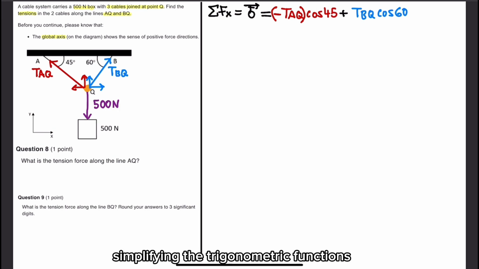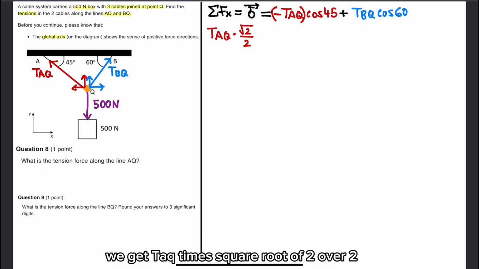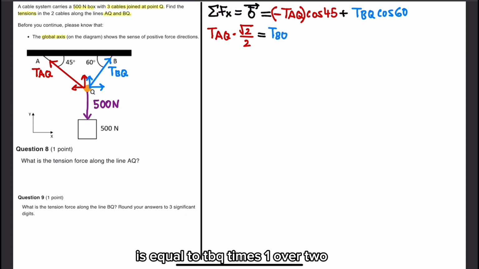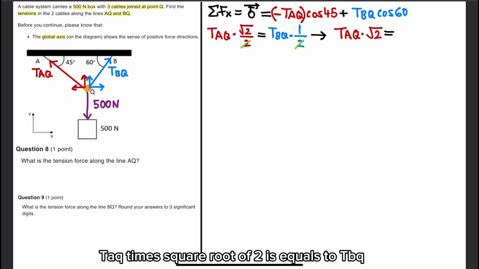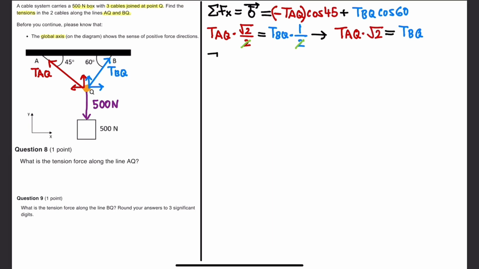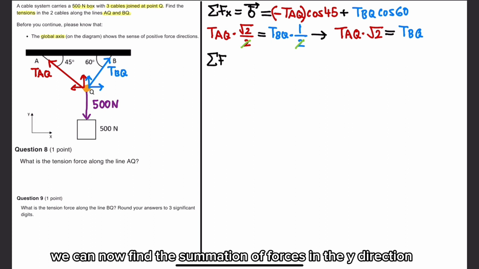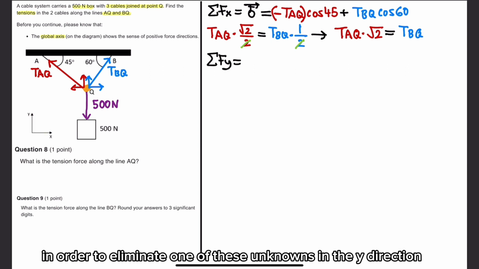Simplifying the trigonometric functions, we get TAQ times square root of 2 over 2 is equal to TBQ times 1 over 2. Further simplifying this, we get TAQ times square root of 2 is equal to TBQ. We can now find the summation of forces in the y direction in order to eliminate one of these unknowns.